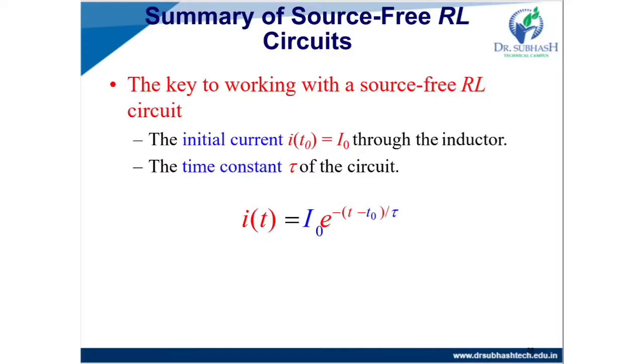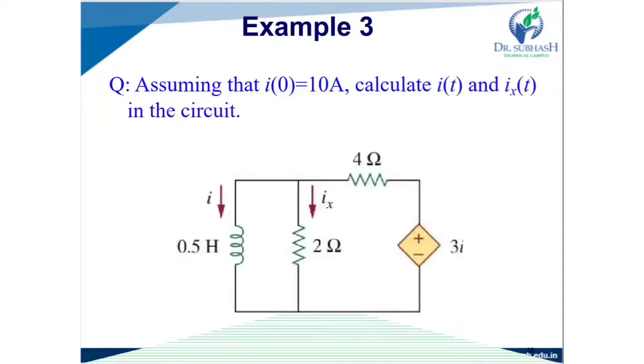Let's study one example for our better understanding. So we already studied two examples in the RC circuit. Now the third example. So assuming that I0, the initial current, is equal to 10 ampere. Calculate i(t) and ix(t) in the circuit.